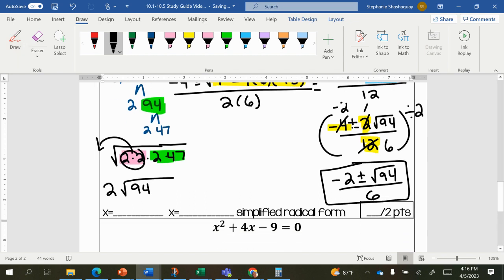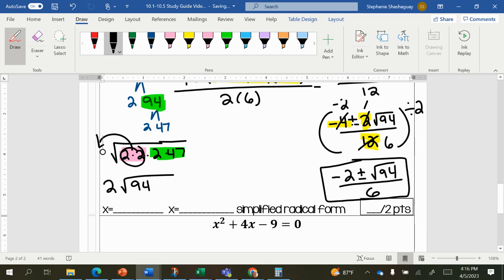So I could write my answers as either just leave it as that, or you could write negative 2 plus the square root of 94 over 6, and negative 2 minus the square root of 94 over 6. Because remember, we need to have both a positive and a negative.